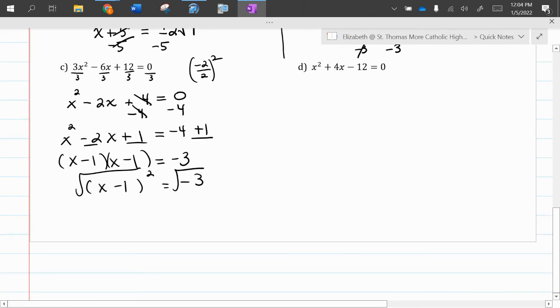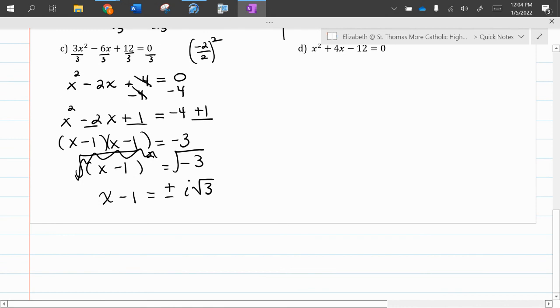Notice I'm doing the same steps every time. So the square root of x minus 1 squared is just x minus 1. Remember, the square root and the squared cancel each other out. I put a plus or minus on the other side, and then I simplify. We know how to simplify the square root of negative 3. That's going to be i times the square root of 3.